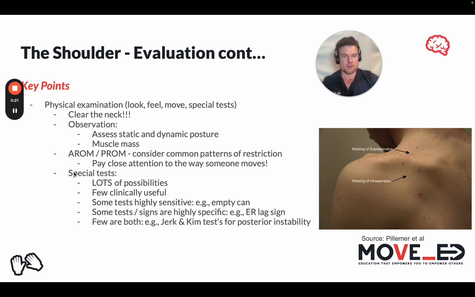Active range of motion, you want to delve into what's the cause of the deficiency if you identify one. And then special tests, it's worth thinking about what you're actually doing them for. Are you doing a particular test because it's really sensitive or specific? And there's some examples here. Very few shoulder tests are both though. We'll go through that more throughout the course.